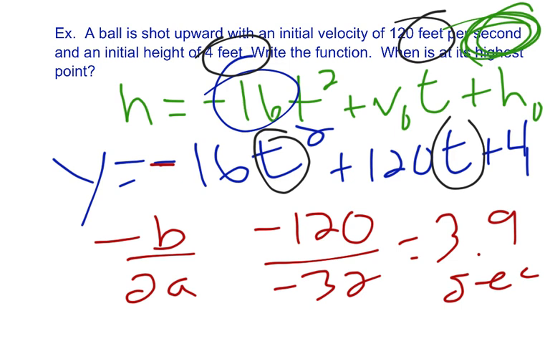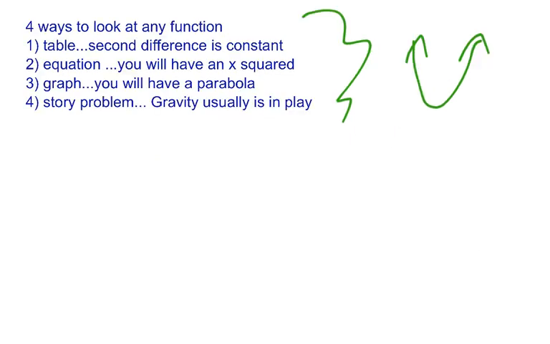So this is just a general overview of what a quadratic is. We looked at the 4 different ways that you're talking about. There's 4 ways to look at a function. You have a table. The second difference is a constant. In that situation, the equation, you'll have an x squared. The graph, you'll have a parabola. And the story problem is, there's something usually where gravity's in play.